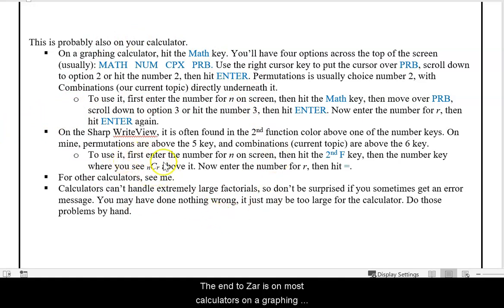The N choose R is on most calculators. On a graphing calculator, you want to hit the math key. You generally will have 4 options across the top of the screen: math, num for numbers, CPX, and PRB for probability. Since this is a formula that comes up in probability, you'll use the right cursor key to get to probability. Scroll down to option 2 or enter the option 2. Permutations is option 2, but actually what we want is combinations, which I believe is usually number 3.